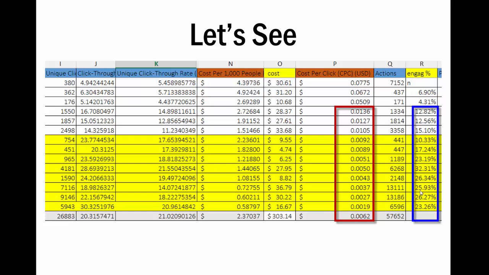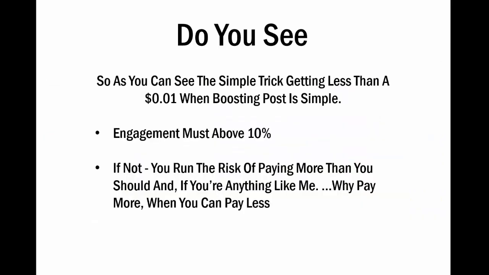And that is amazing. So as you can see, the simple trick to getting less than a penny clicks when boosting a post is really all about the engagement. So as long as you're above that 10% engagement, and that's one thing that I suggest to all people, do not boost a post if your engagement is below 10%. You can if you want to, there's nothing wrong with it. The only difference is you're going to be paying a lot higher CPC for it. And the goal here is to pay less. I was able to do so very, very easily.